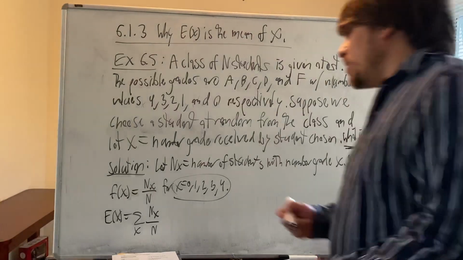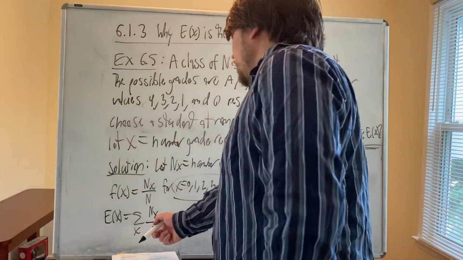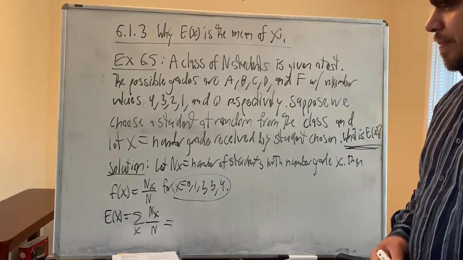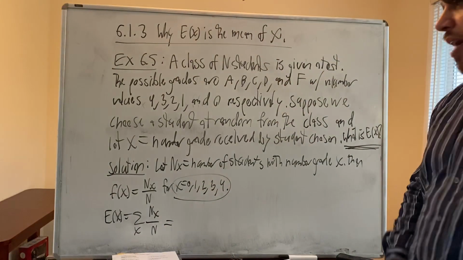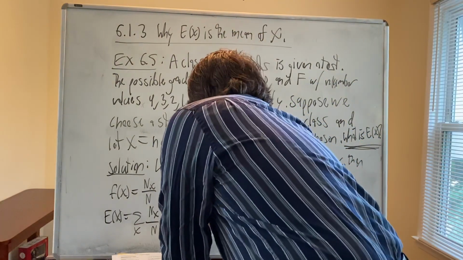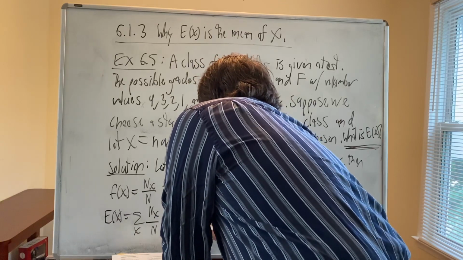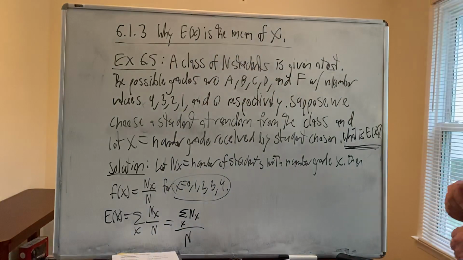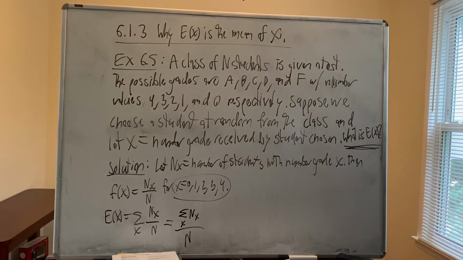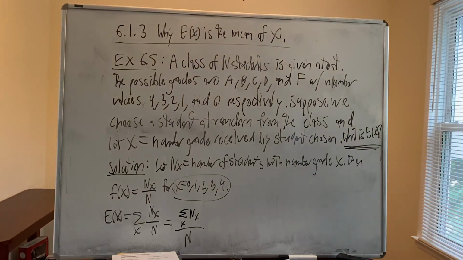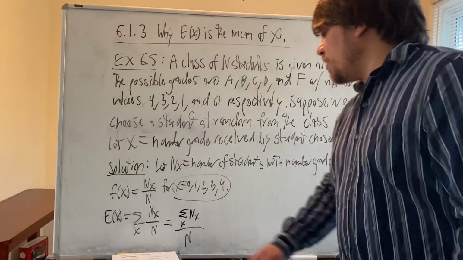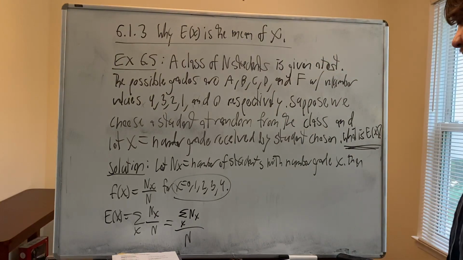And so this is equal to, since capital N in the denominator is the same, if you're adding a bunch of fractions that have the same denominator, capital N, then you could instead add the numerators and divide by the common denominator. Right, the sum of those fractions is equal to the sum of the numerators divided by the common denominator of capital N.